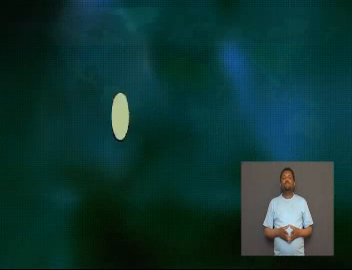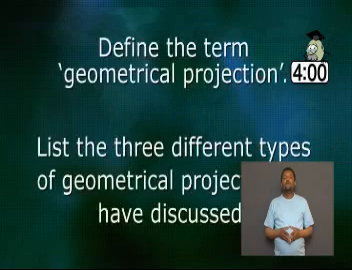Students, let us do one last activity before we finish this lesson. Please define the term geometrical projection. Also, list the 3 different types of geometrical projection we have discussed. Students, let's get ready. Begin.